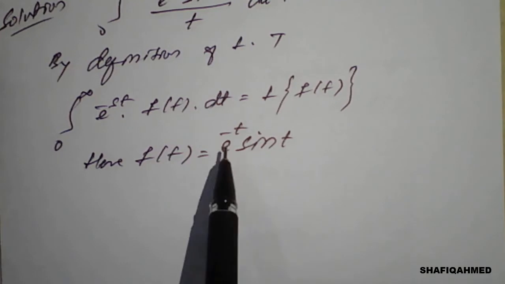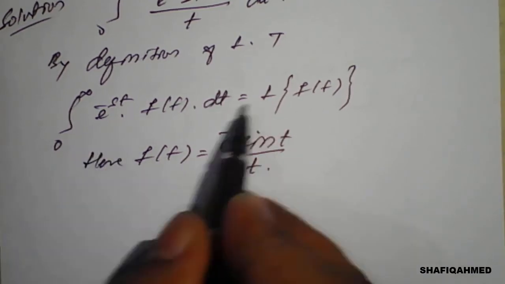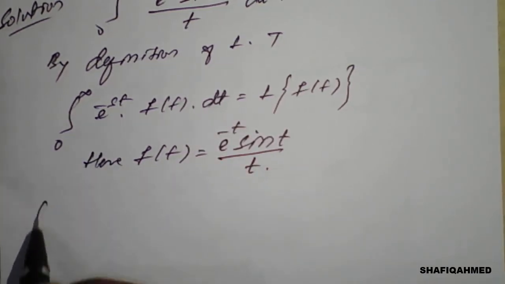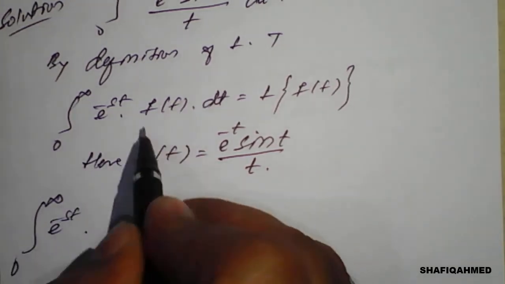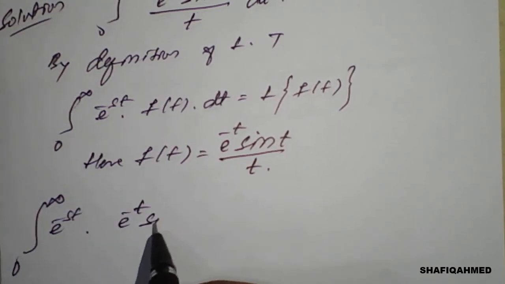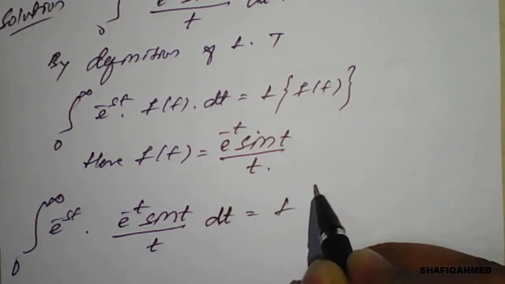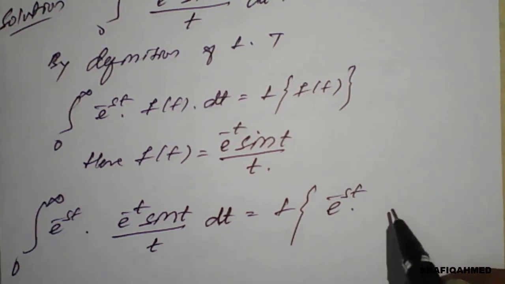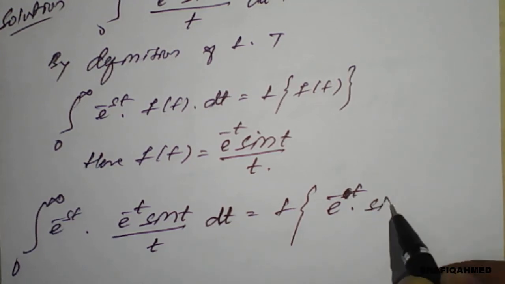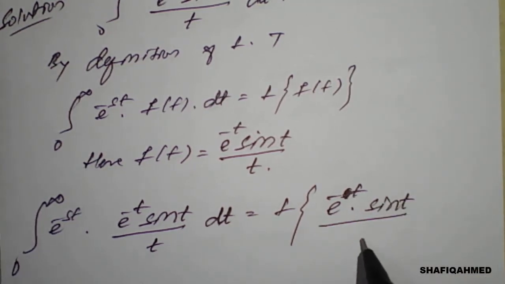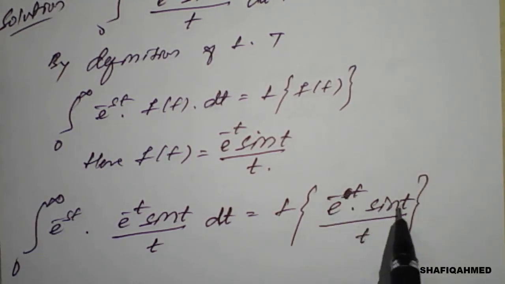But here, better, I will take e raised to minus t sin t divided by t only as f of t. So the above situation we can write as integration 0 to infinity e raised to minus st, this as it is, instead of f of t we'll write e raised to minus t sin t divided by t into dt, and right hand side, the Laplace transform of e raised to minus t into sin t divided by t.